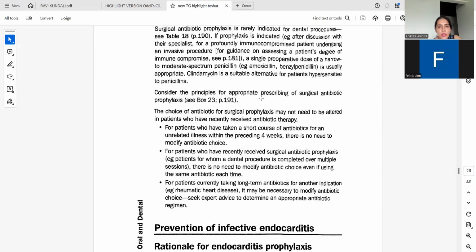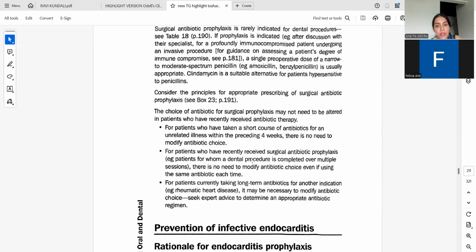Then consider the principles of appropriate prescribing of surgical antibiotic prophylaxis. The choice of antibiotic for surgical prophylaxis may not need to be altered in patients who have recently received antibiotic therapy. For patients who have taken a short course of antibiotics for an unrelated illness within the preceding 4 weeks, you need not modify antibiotic choice. So if the patient has had a course of, say, Amox, you can again give Amox. No need to modify antibiotic choice.